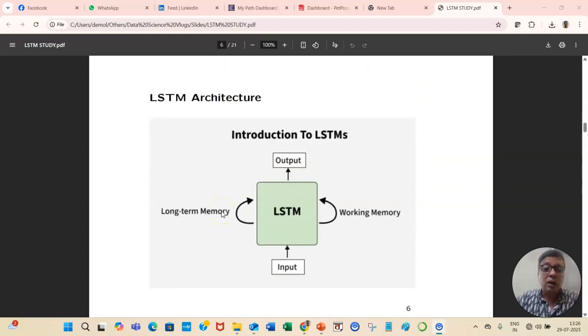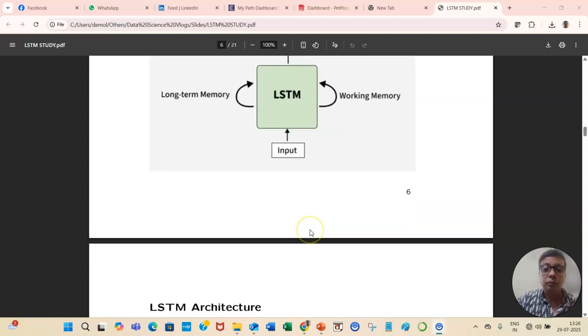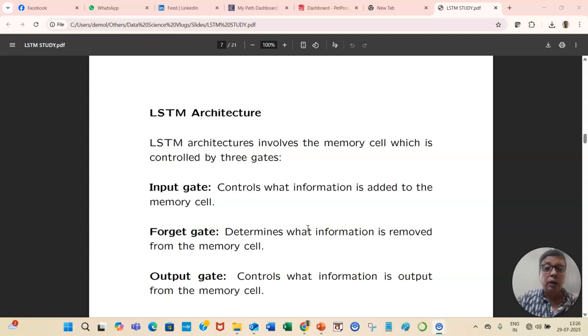So here is our architecture of LSTM at a high-level view. We have input, output, and transformations going on in the machine, and we are feeding long-term memory while calculating the output. There are three types of gates in LSTM architecture: input gate, forget gate, output gate. Input gate controls what information is added to the memory cell. Forget gate determines what information is removed from the memory cell. Output gate controls what information is output from the memory cell.